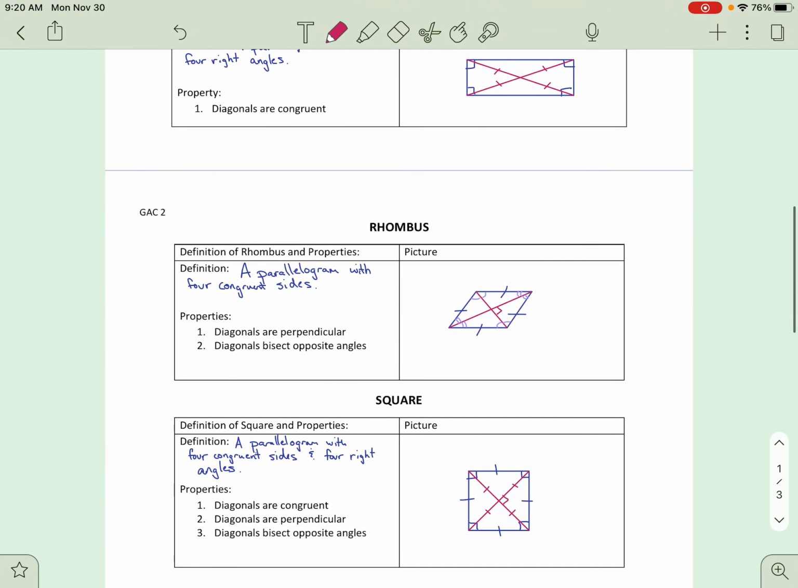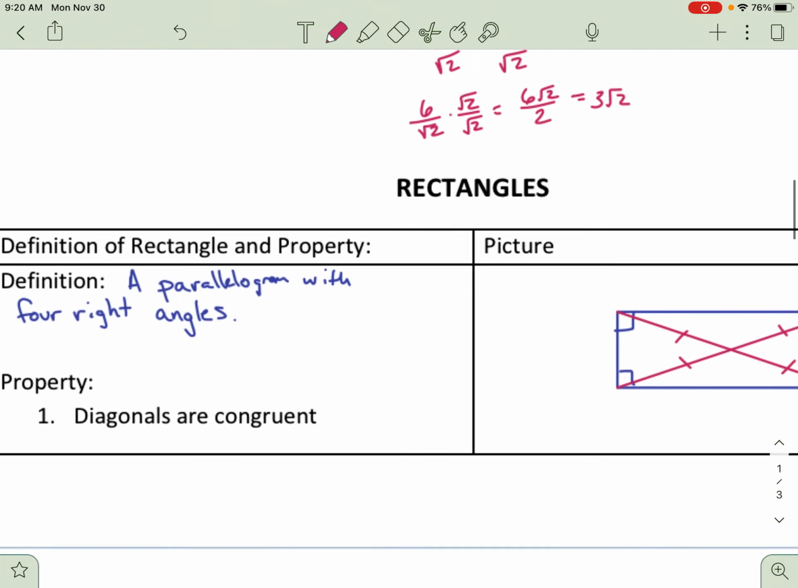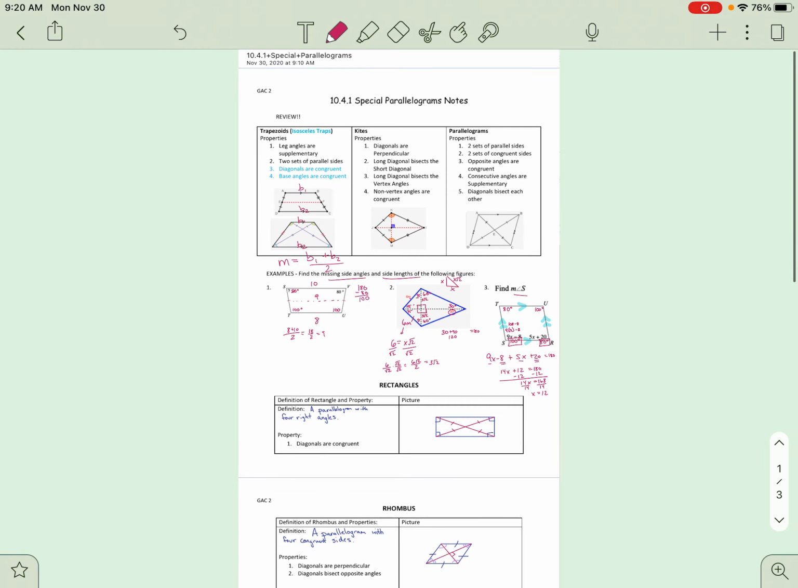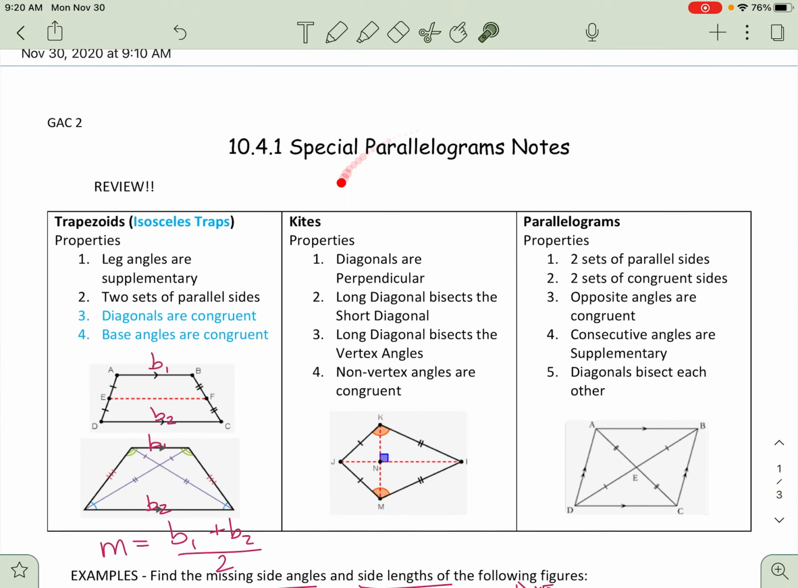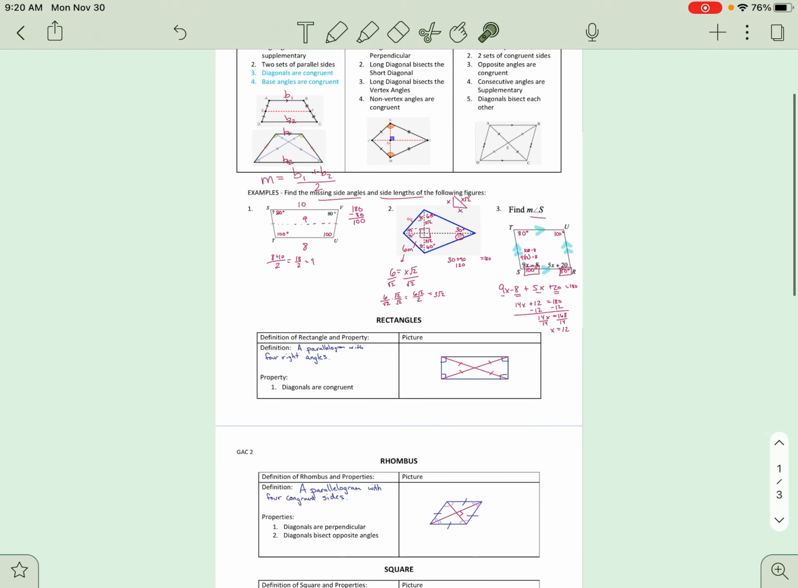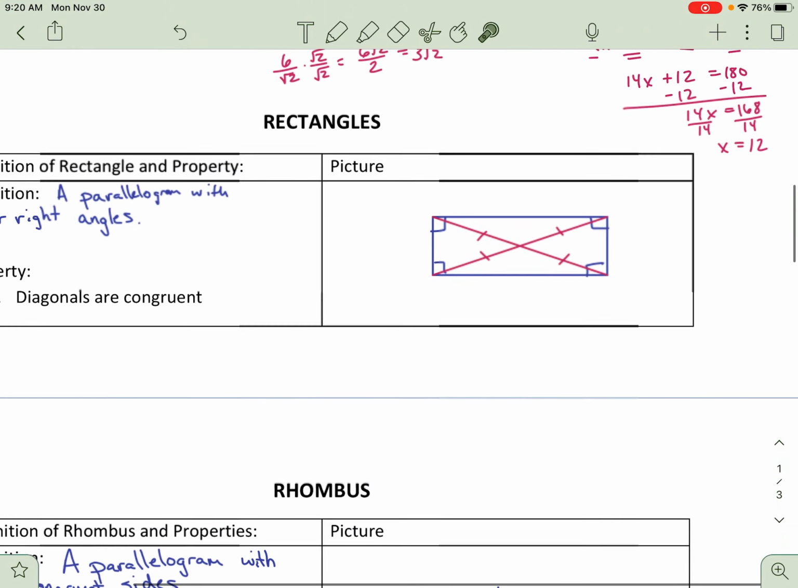Now, this week, let's talk about rectangles, rhombuses, and squares. So, number one, these are special parallelograms because they are all a parallelogram, but they have more specific properties. I bet you didn't know that about rectangles.